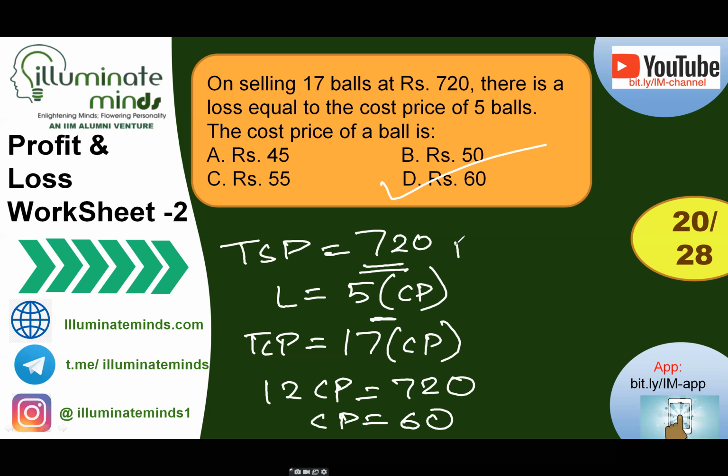Total CP is already written. Loss is written. Total cost price is 17 CP because I'm selling 17 balls, so I must have purchased 17 balls also. Since it's a loss, cost price minus loss is equal to the selling price. So CP is equal to 60 rupees.